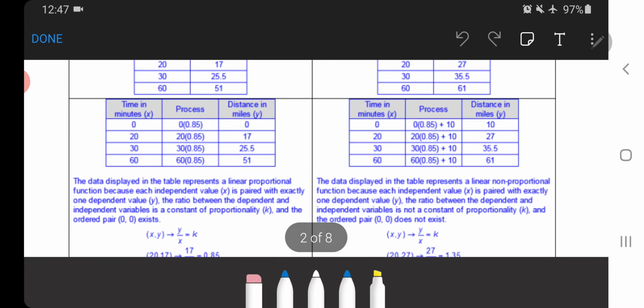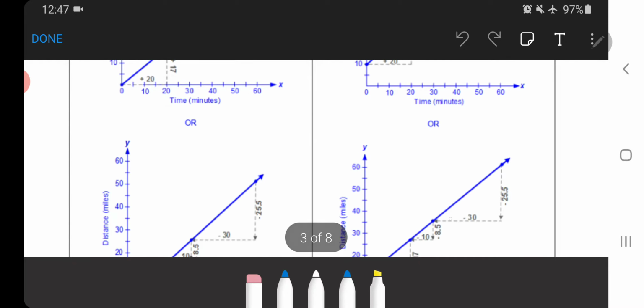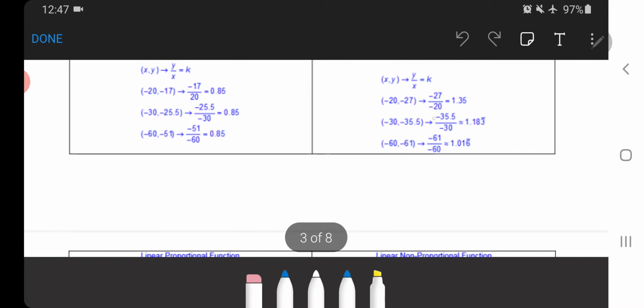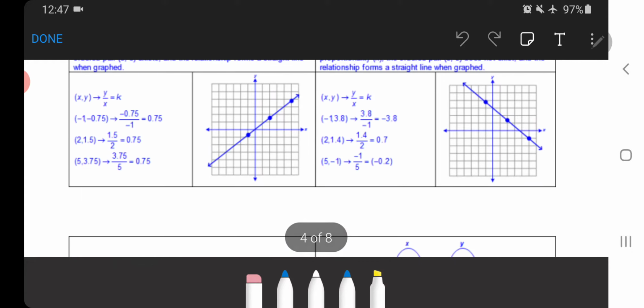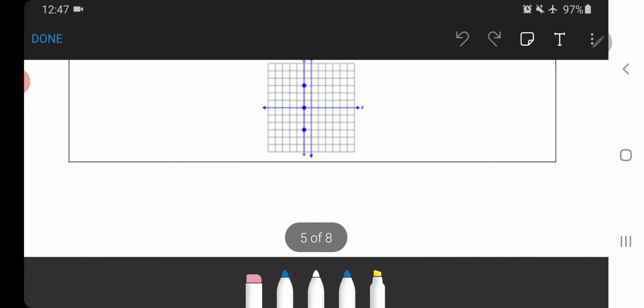Now let's skip through this and look at some sample problems. This lesson should not take too long, but let's go to the first one. Oh, a couple more. Almost there.